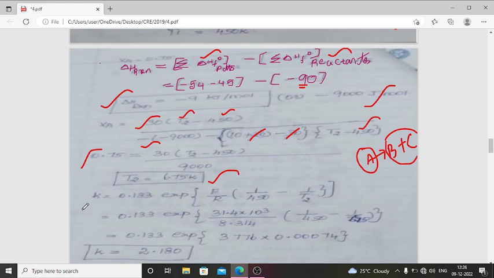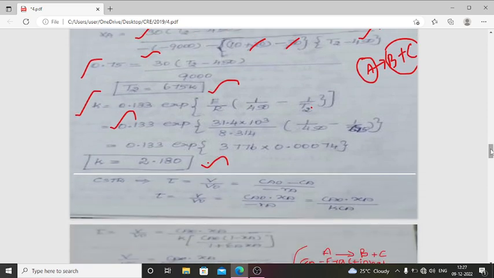We want the K value now. So the K equation is given. K is not directly given, the K equation is given, the Arrhenius equation. K is equal to 0.133 exponential of E by R into 1 by 450 minus 1 by T2. So in this expression 0.133 exponential, E values are given. We should take 31.4 into 10 to the power of 3, whole divided by 8.314, into 1 by 450 minus 1 by 675. So after substituting this value, what is K here? K is equal to 2.180. That is the rate constant value.